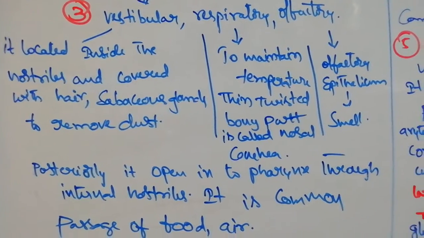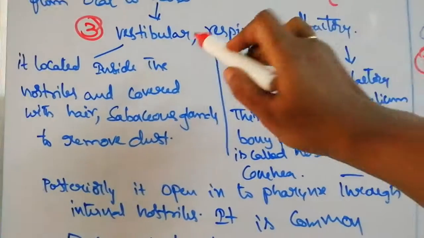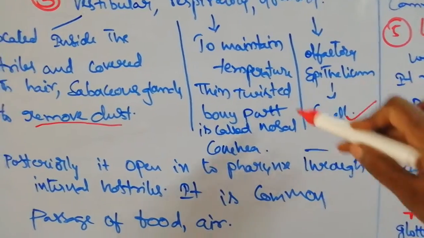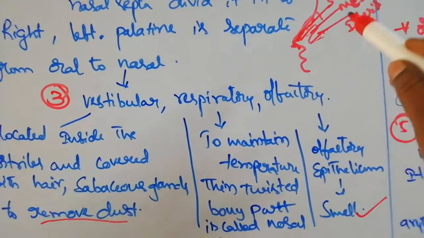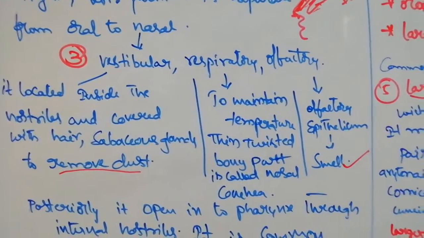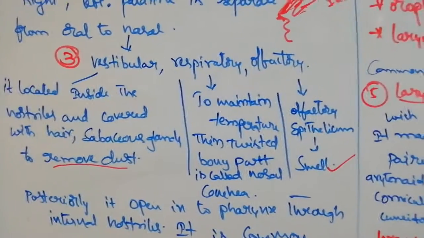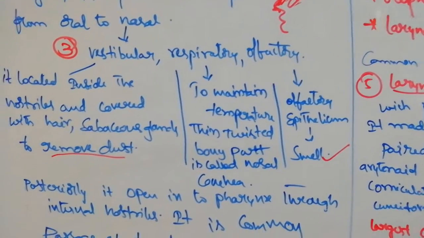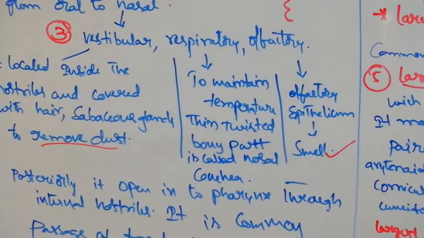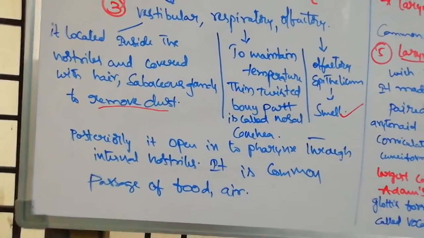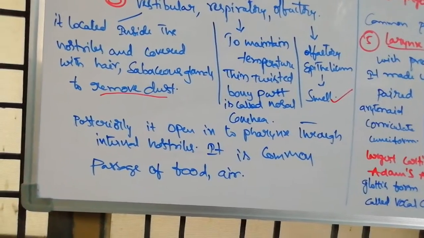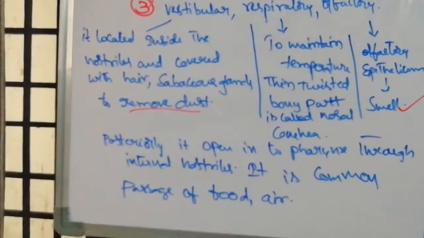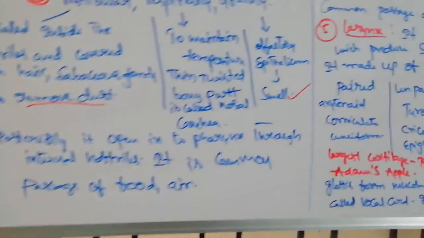So the nasal chamber is divided into the vestibular part to remove the dust, the olfactory part to know the smell, whereas in the respiratory part, twisted bony plates called the nasal conchae are present, which help maintain the temperature. These conchae are divided into superior, middle and inferior. Posteriorly, the nasal chamber opens into the pharynx through the internal nostrils, which is the common passage of the food and air. Now come to the pharynx.